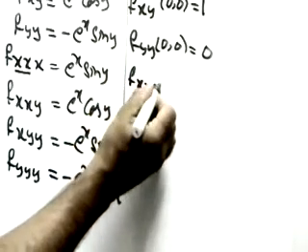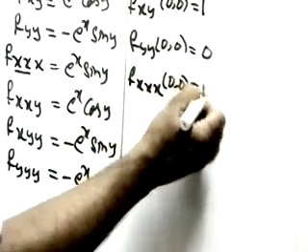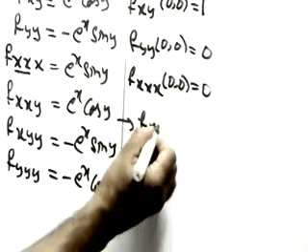Now next step is fxxx(0,0), which is 0 because sine here is 0.